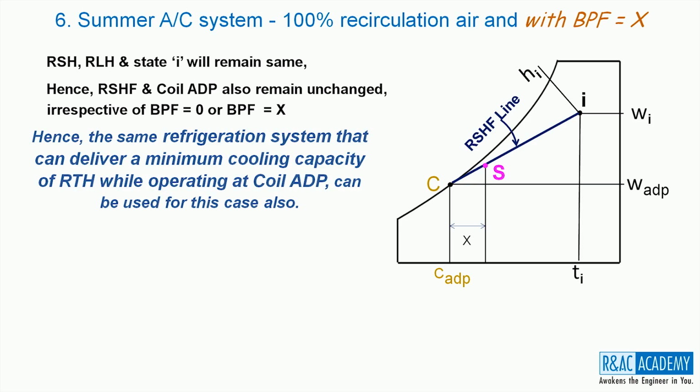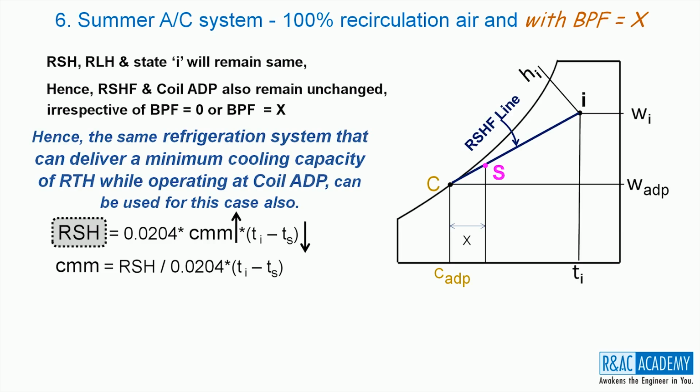Then, what will change in this case? Let us look at that. In the expression for RSH, the delta T value will be decreasing, but the RSH value remains unchanged. Hence, to compensate for that, the CMM value must increase. Therefore, the CMM specification for fan selection will be done using this expression, and it can be rearranged like this also. The CMM value in this case will be higher than that in the previous case.